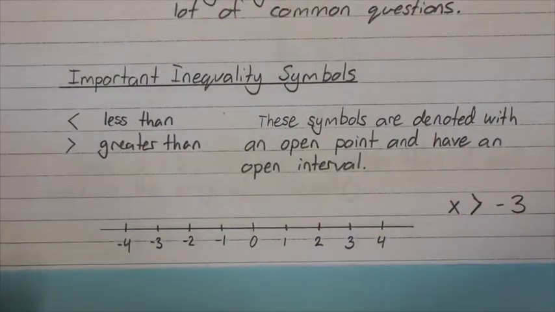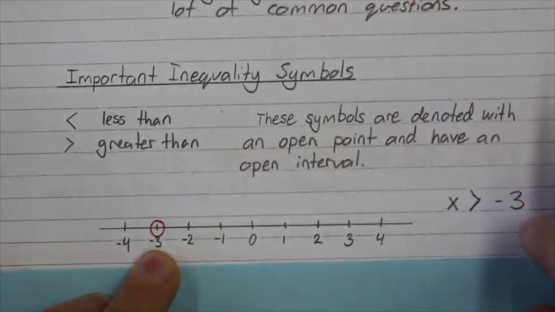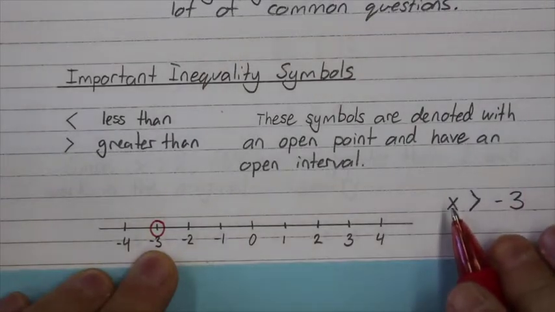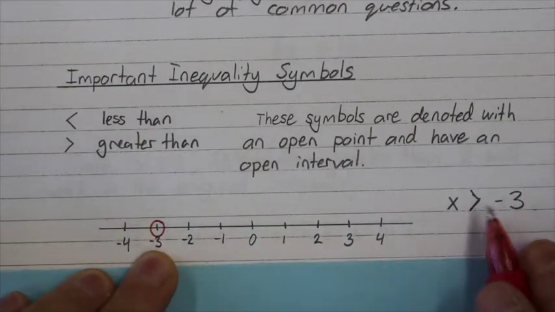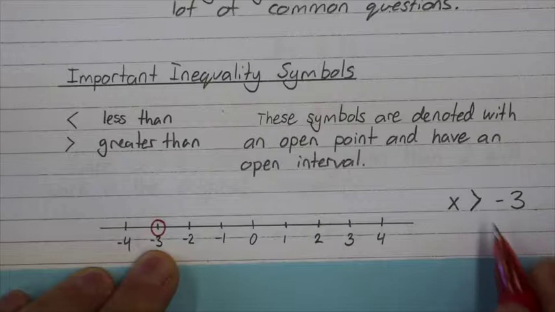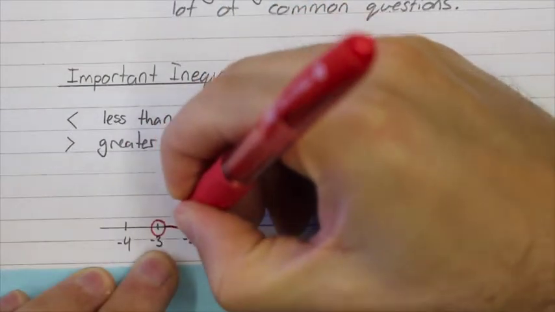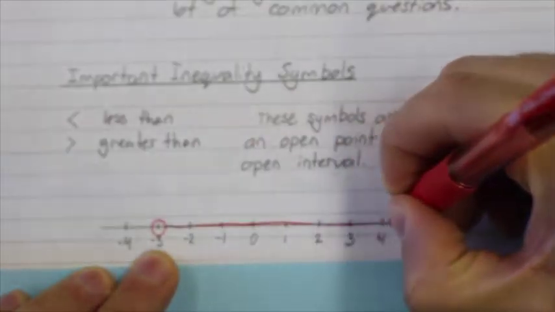So here I have x is greater than -3. So how am I going to draw this? An open point means this point is not actually on the number line. Notice that x can never be equal to -3. It always has to be greater than. It could be 0.1, it could be 0.000001, it could be any number that is even a little bit bigger than -3. So the way we draw this, it's any number from there all the way up.